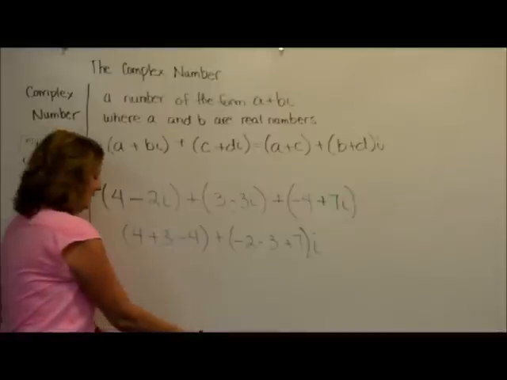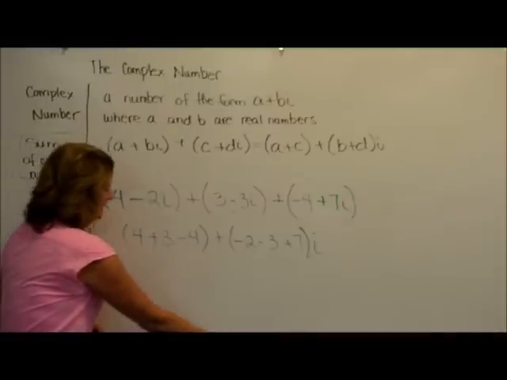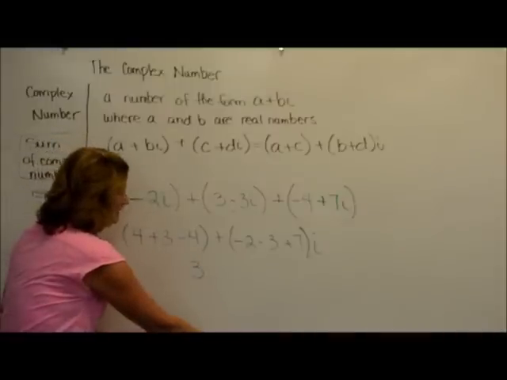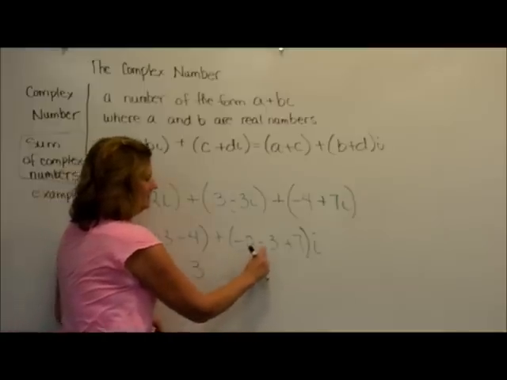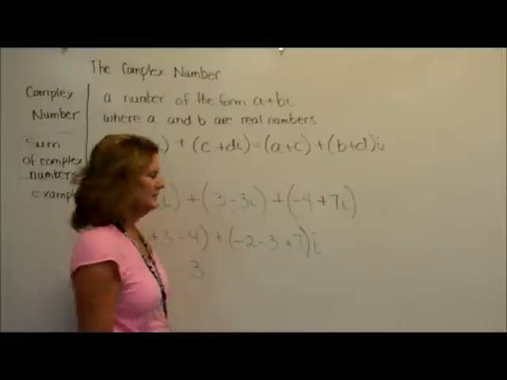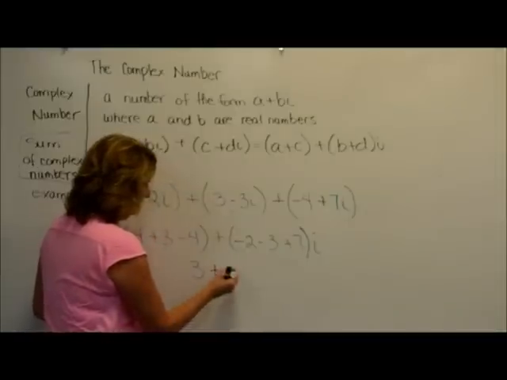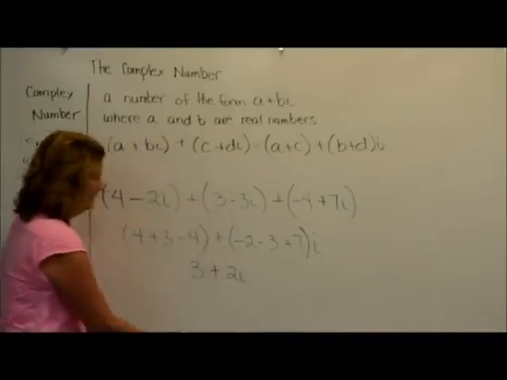When I add them together, what I end up with is 3, right? Those 4's cancel out. So I have 3. And over here I have a negative 2 and negative 3. That gives me negative 5 plus 7 is 2. So I would have plus 2i.